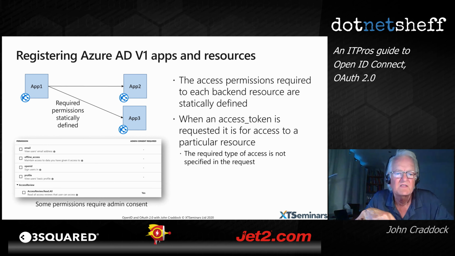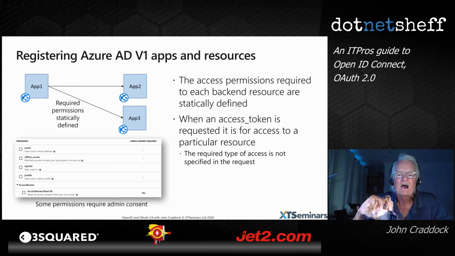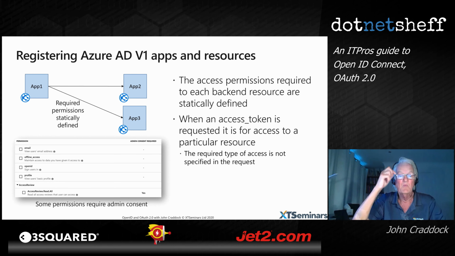What they did is they said that what you need to do is describe, when you configure the app, the relationship between app 1 and the backend APIs that it wants to gain access to. So you statically defined the required permissions. Okay, and when you actually said, please, can I have an access token to app 2, you get an access token back to app 2 with whatever was statically defined as the permission set to app 2. So they had to be predefined.